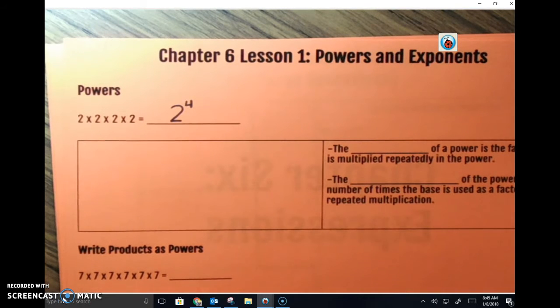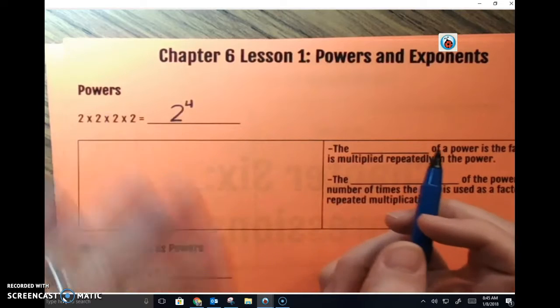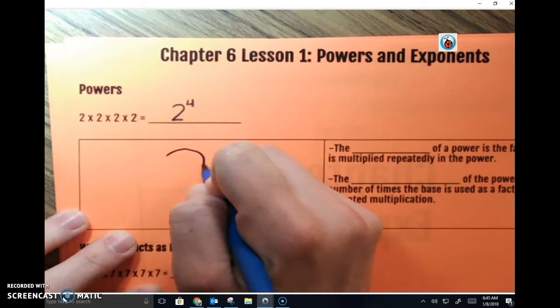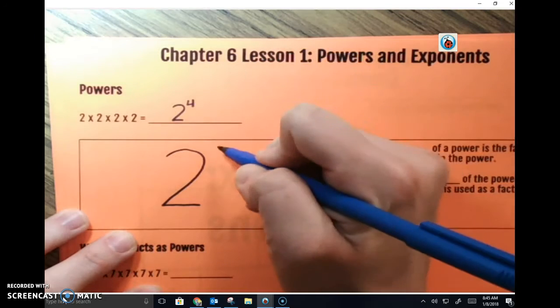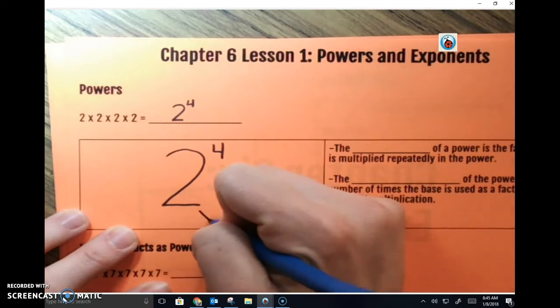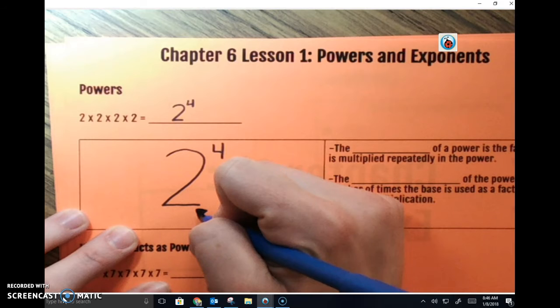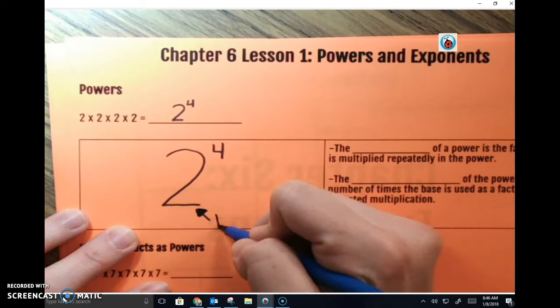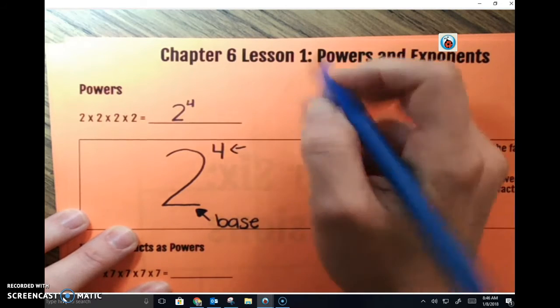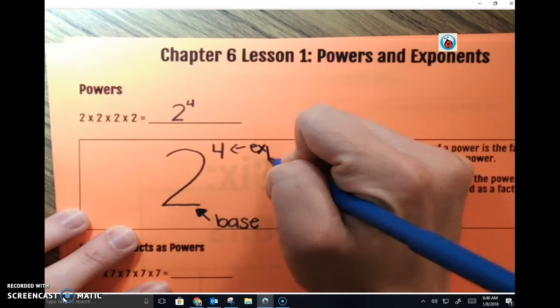Okay, so let's take a look at this one. I'm just going to make it down here bigger so we can label what a base and what a power is. So we're going to rewrite this, the 2 really big, and write the 4 pretty small up at the right-hand corner. This big number tells you what number is being multiplied. That is the base. And this number right here, that is the exponent.